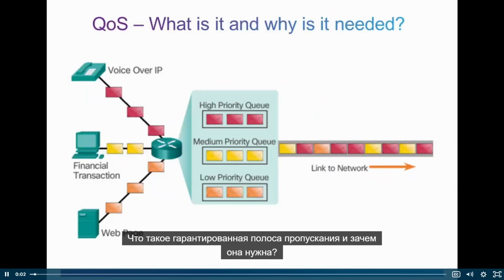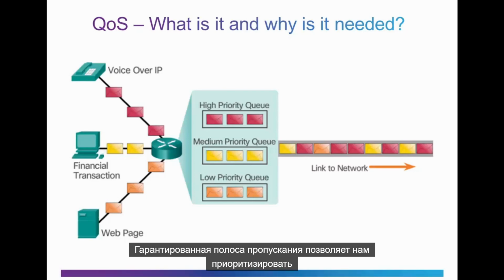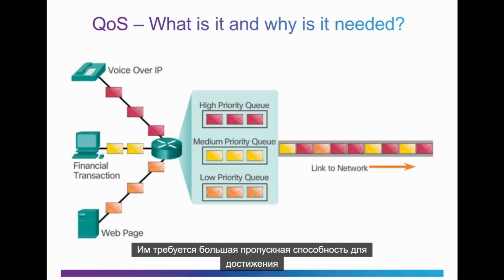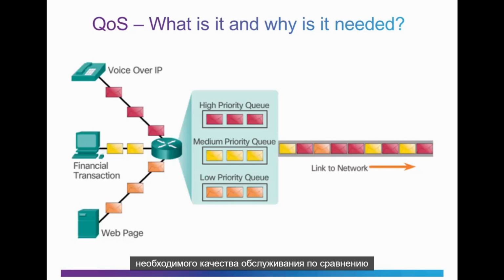QoS, what is it and why is it needed? QoS, or quality of service, allows us to prioritize certain types of traffic over others. Different types of traffic place different demands on the network. Video traffic and voice traffic require greater resources from the network. They require more bandwidth to achieve the type of quality that is needed in a phone call or streaming video.